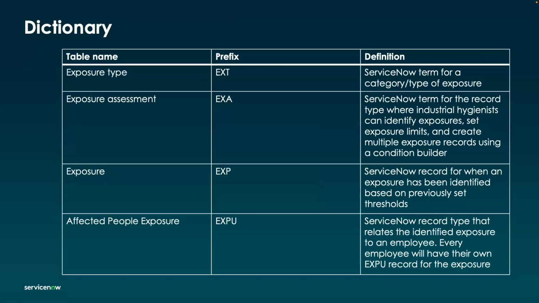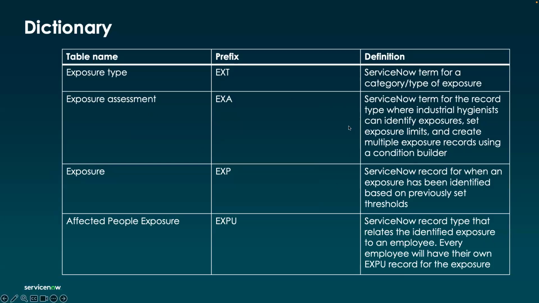We went through a lot of different terms today, all beginning with exposure. And so I created this dictionary just to reorient everyone for which part of the exposure management workflow we are in. So we have our exposure type. There will be the prefix of EXT, and that's just a type of exposure. So for example, it could be noise, it could be chemical.